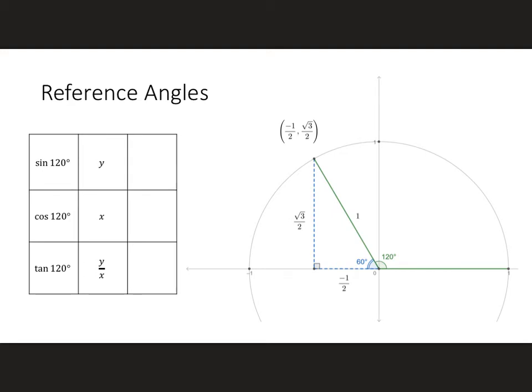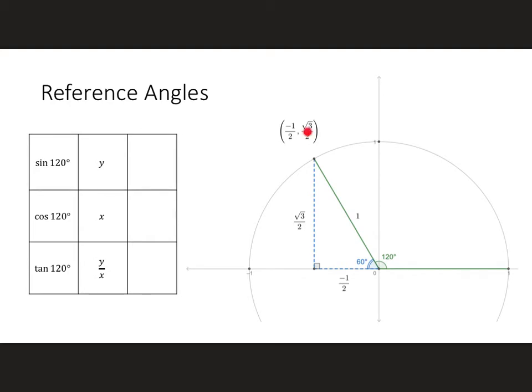You will notice that the sine of 120 degrees is still the y-coordinate of the endpoint, and the cosine of 120 degrees is still the x-coordinate of the endpoint. The tangent of 120 degrees is the y-coordinate of the endpoint divided by the x-coordinate of the endpoint. So let's fill these out.